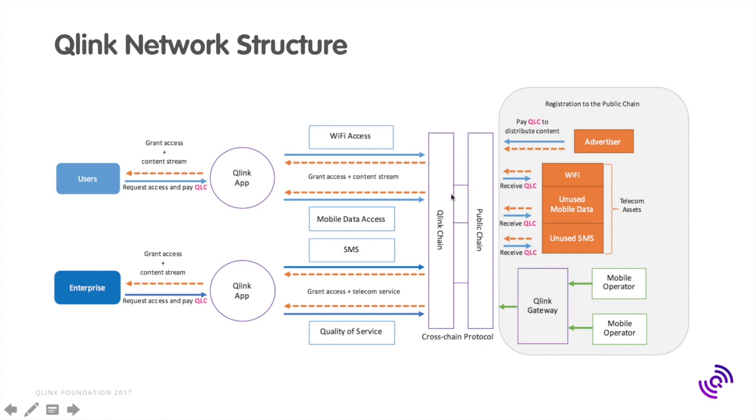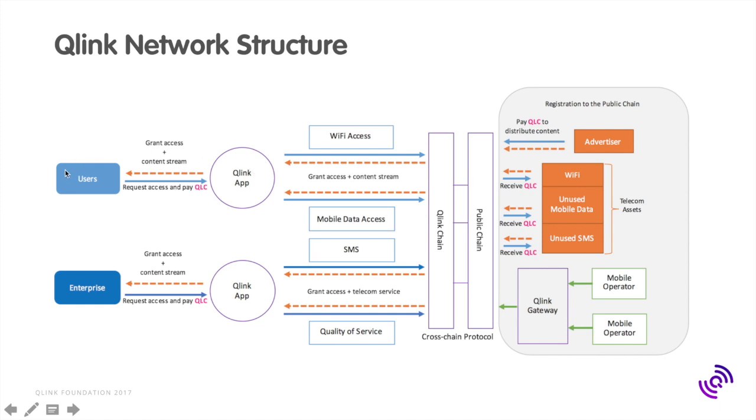Now the public chain and the Qlink chain will talk via a cross-chain protocol, and the Qlink chain will deploy all the smart contracts, and it will record all the billing information and all the transaction information as well. This chain is being developed in collaboration with ONT as well as the cross-chain protocol. Then we can see the Qlink chain allows access to the Wi-Fi, mobile data, and so on and so forth.